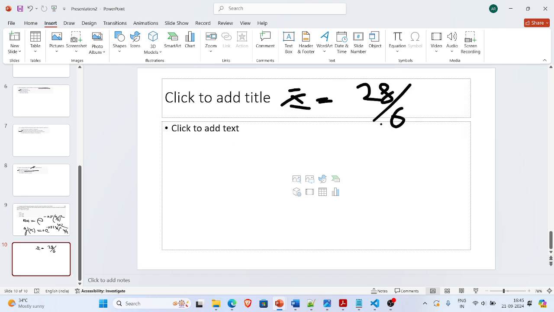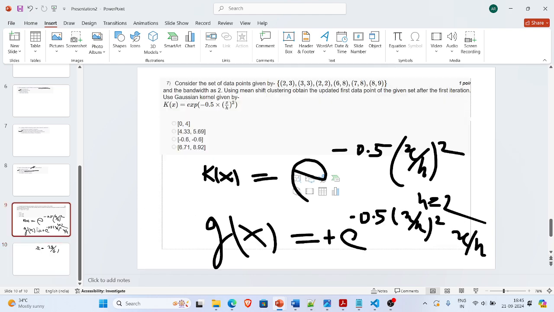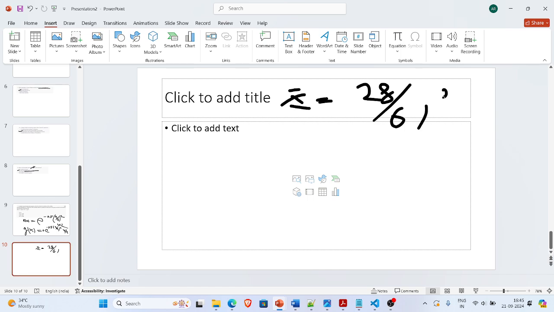Okay, and another coordinate is 6, 2, 8, 8, 16, 16, 24 and 9 is 33. Okay, so this is what they have used as x. So these are the initial centroid values.